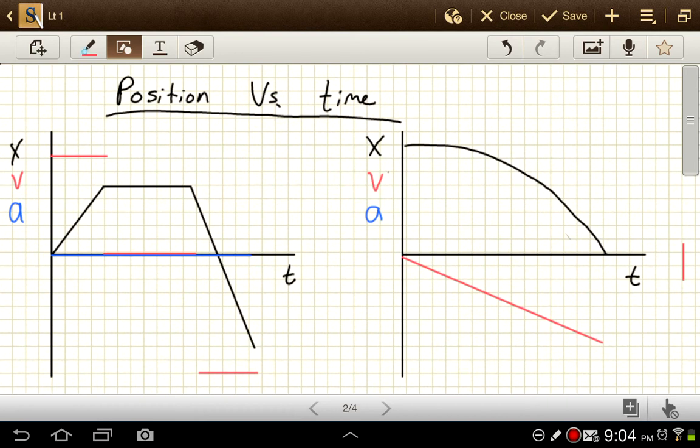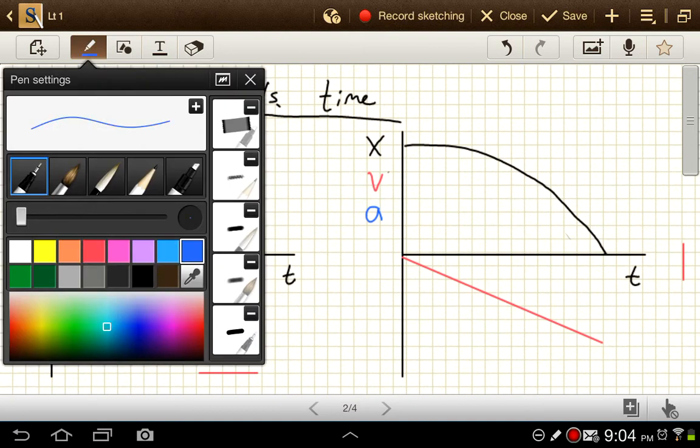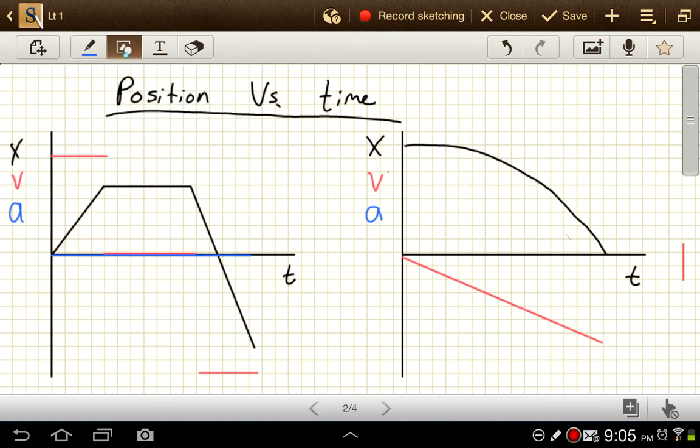And then acceleration is the slope of this line, the slope of the red line. So acceleration then is going to be, well, the slope here is negative, and since it's a straight line, we'll have a constant negative value for the slope, which means a constant negative value for the acceleration. Something like that.